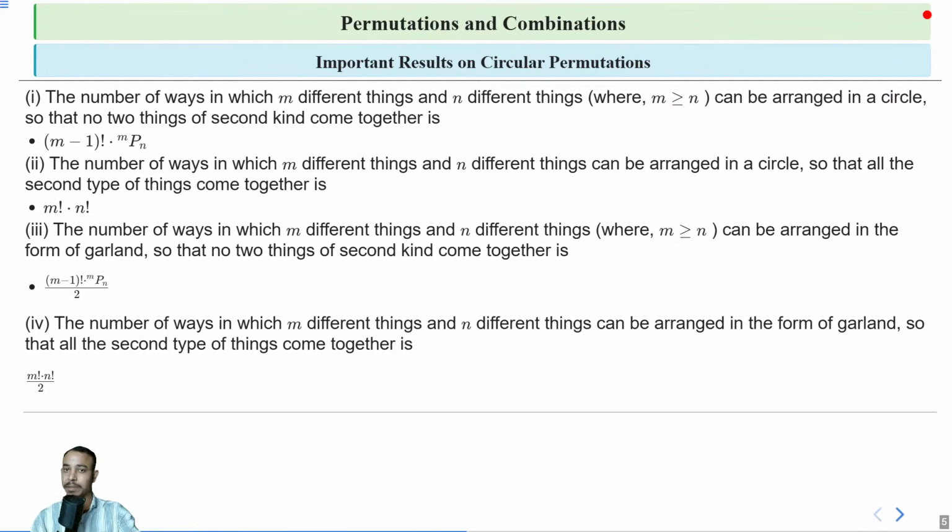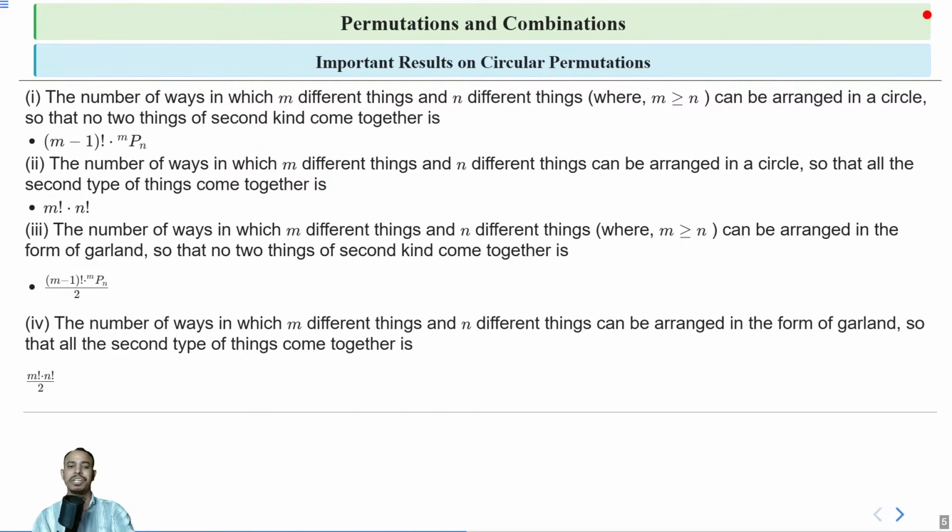The type of arrangement is garland, and the condition is that no two things of the second kind come together. The number of ways in which m different things and n different things can be arranged in the form of a garland is factorial m minus 1 times mpn divided by 2.